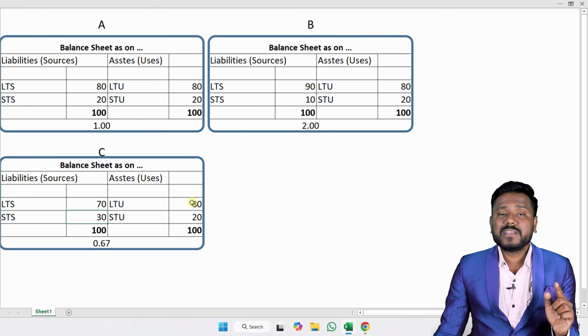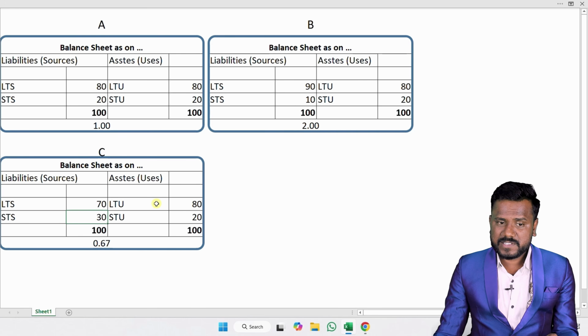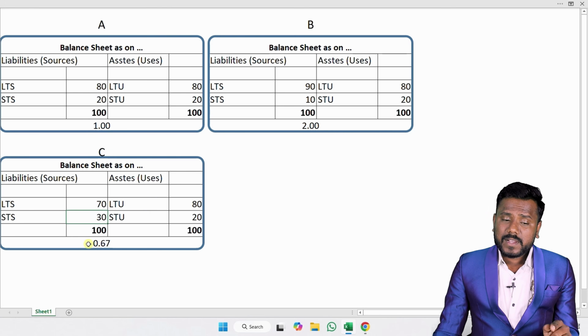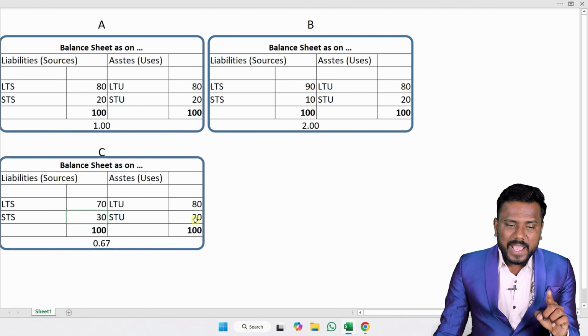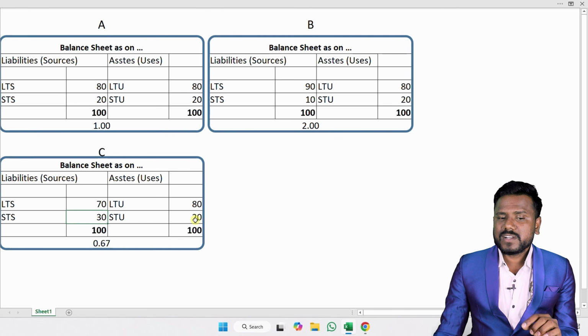This company is in big danger. There is no guarantee for this company's future existence. So what is the current ratio here? The current ratio is 0.67. To pay 1 rupee, the company has cash of only 0.67, which is not sufficient.